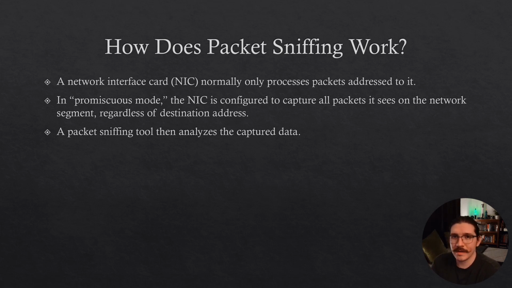When a NIC is in this mode, it ignores the destination address and captures every packet it sees on the network segment. Think of it like telling the postal worker to give you all the mail for the entire street, not just your house. Once the packets are captured by the NIC in promiscuous mode, a packet sniffing software tool then takes over. This tool collects the raw packet data and presents it to the user in a structured, understandable way, allowing it to be analyzed.